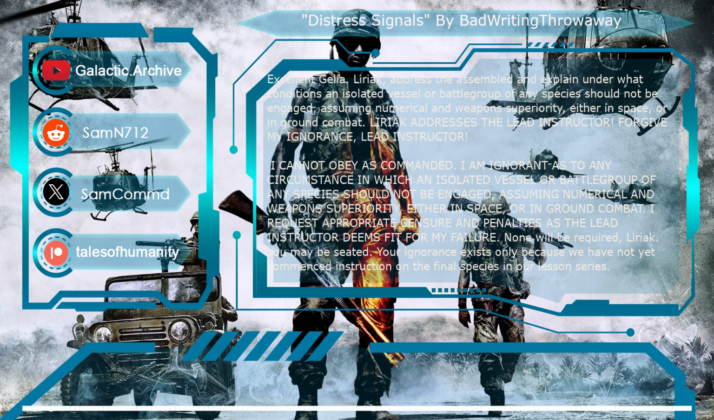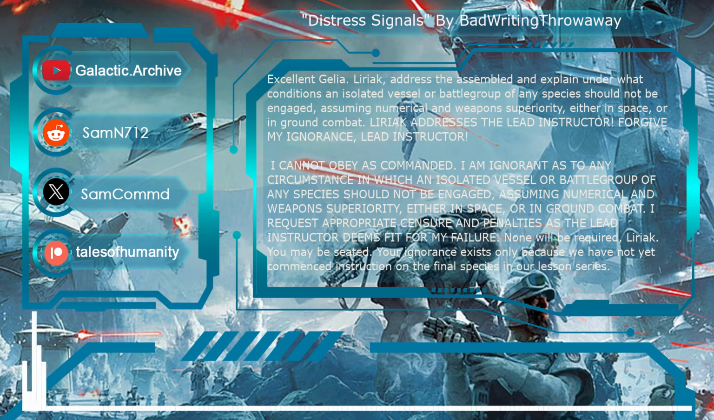Lyriac addresses the lead instructor. Forgive my ignorance, lead instructor. I cannot obey as commanded. I am ignorant as to any circumstance in which an isolated vessel or battle group of any species should not be engaged, assuming numerical and weapon superiority, either in space or in ground combat. I request appropriate censure and penalties as the lead instructor deems fit for my failure. None will be required, Lyriac.